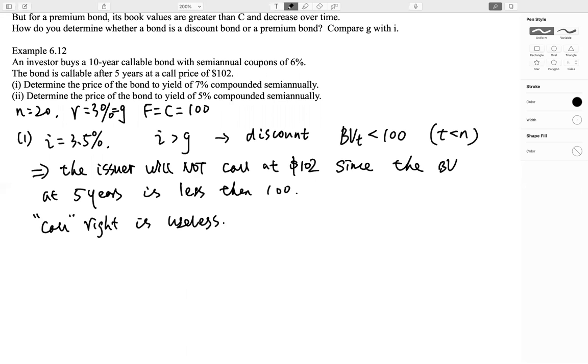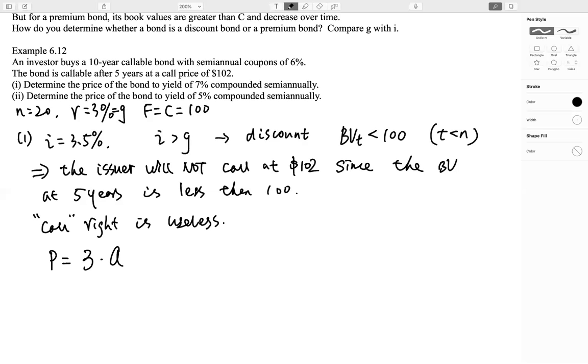Meaning, although this is a callable bond, the issuer will not call it earlier. That means it will let it expire by the end of 10 years, right? Now, how do we price? Then it's easy, right? To price, we need to calculate the coupon.